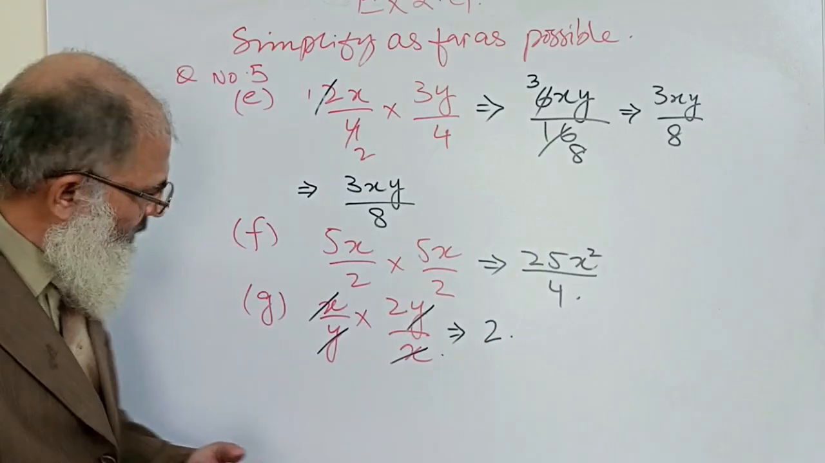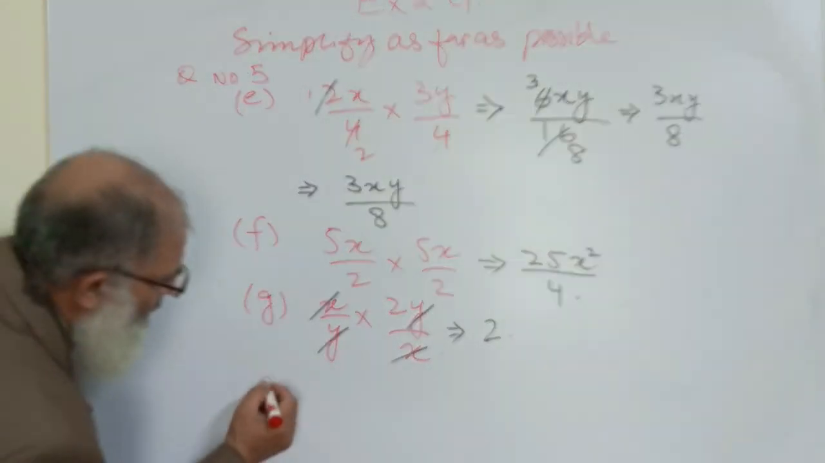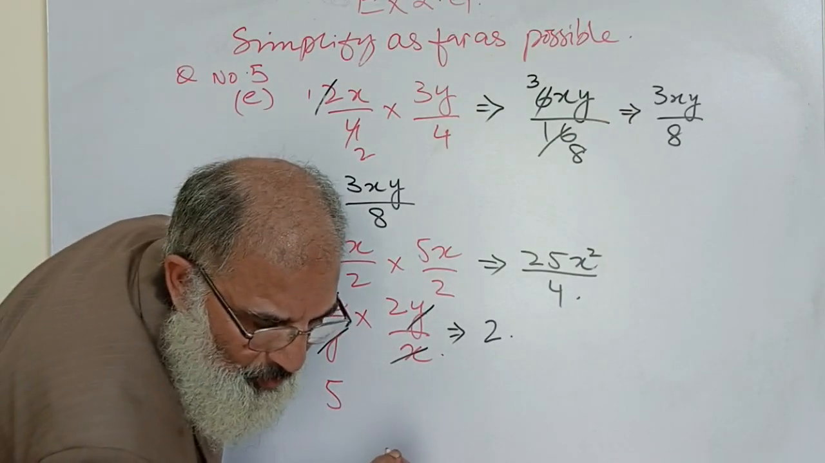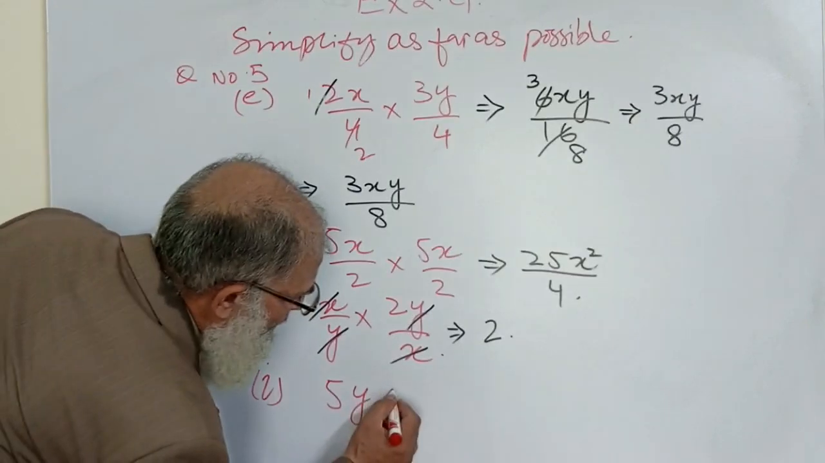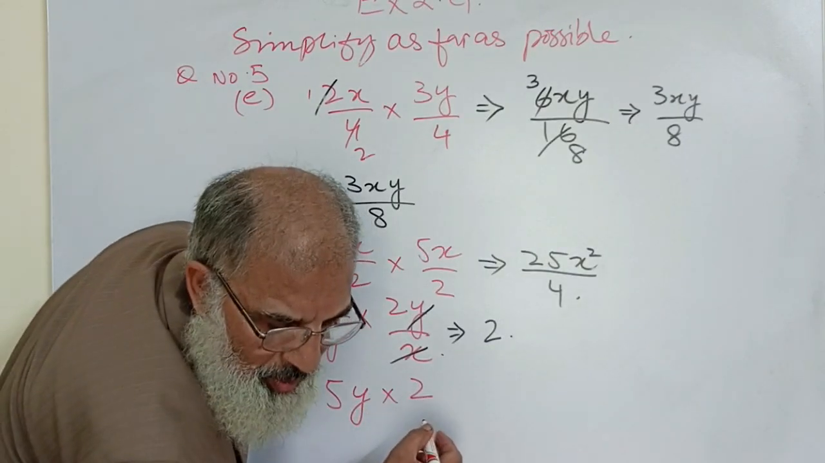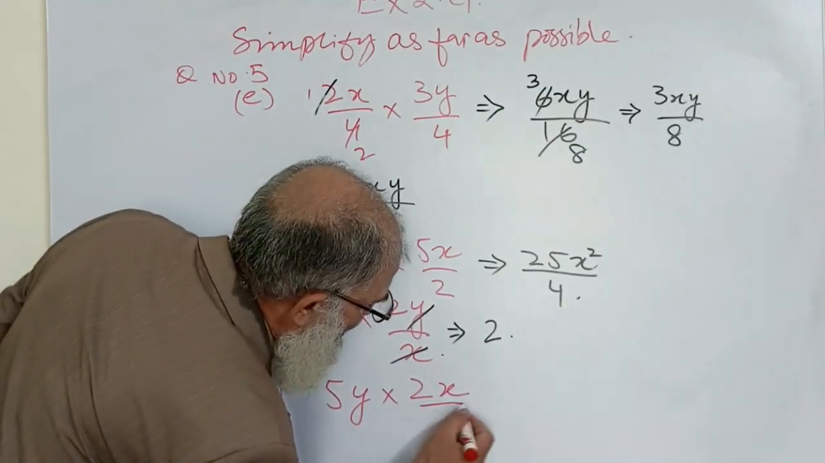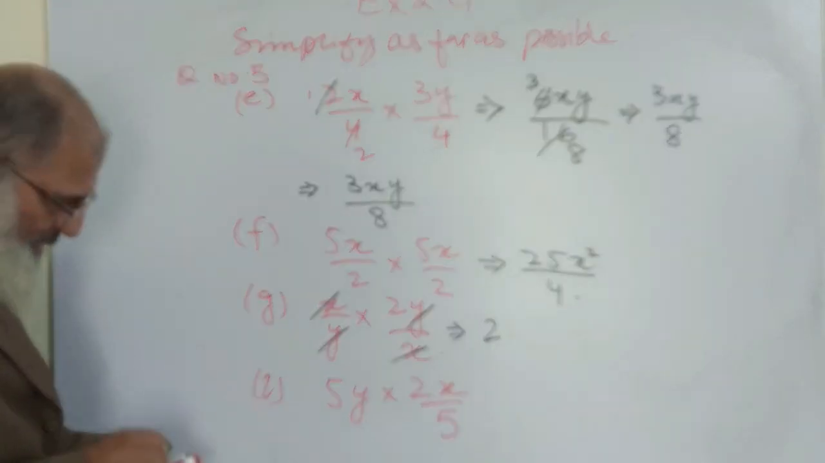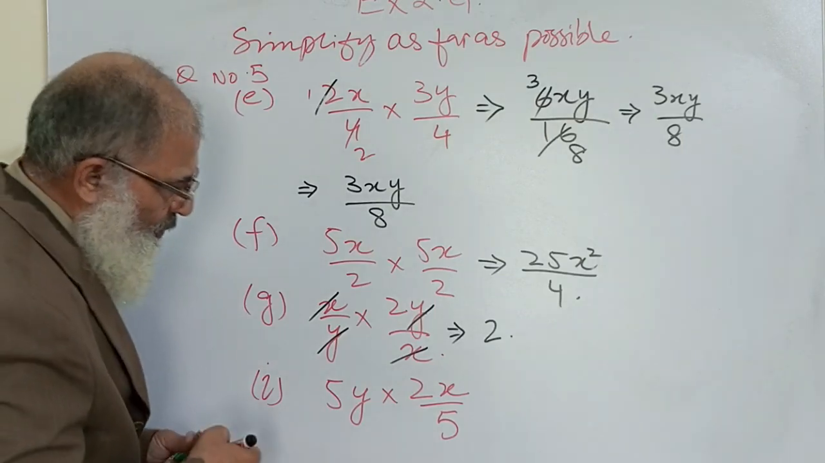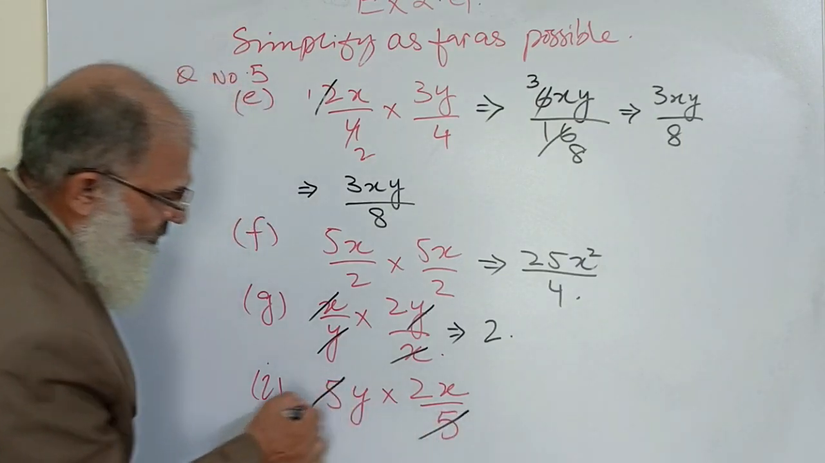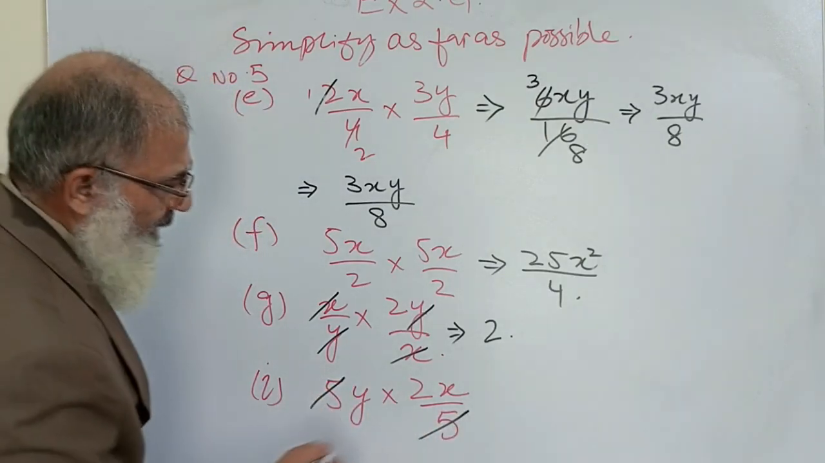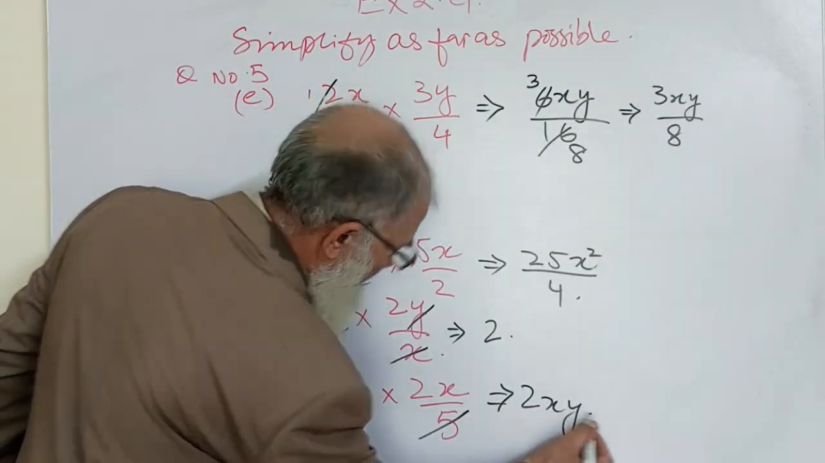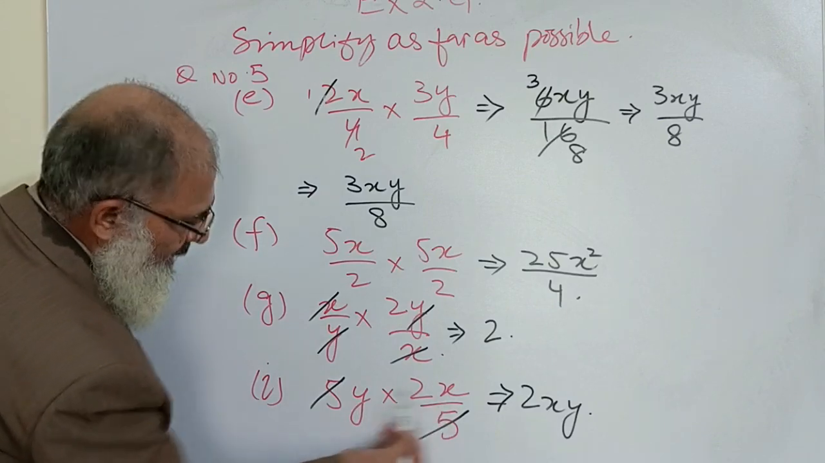Part I, that is 5y multiplied by 2x upon 5. Similar is the case over here. Go for the cancelling effect. 1 times 5, and the rest is 2xy.